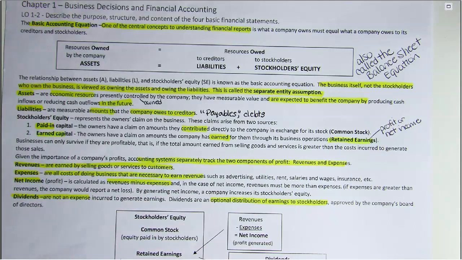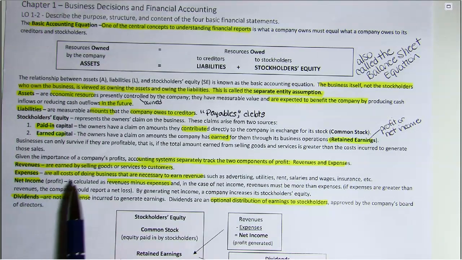So if you're a barber, you're cutting hair. If you're a landscaper, you're going to be mowing lawns. If you're an accountant, you're going to be preparing financial reports. It's whatever you do to earn money. That's your revenue. When a company sells products, it's often called sales revenue. And when they provide services, like mowing lawns, it's called service revenue.